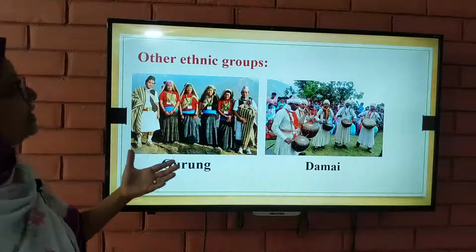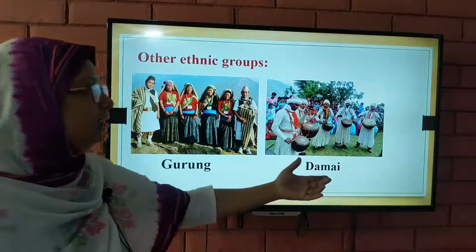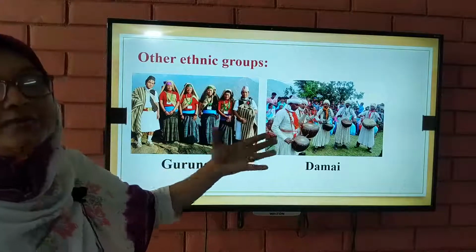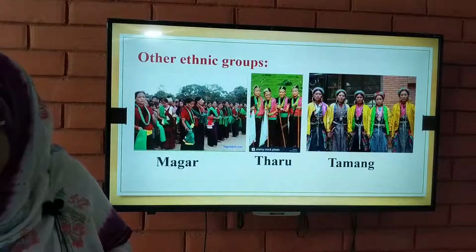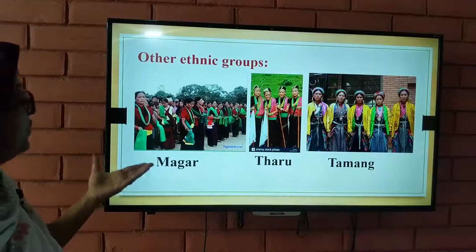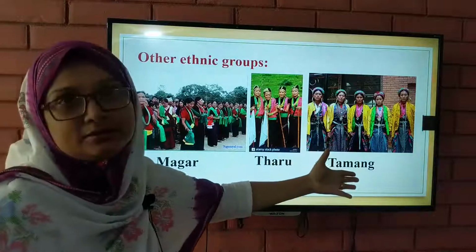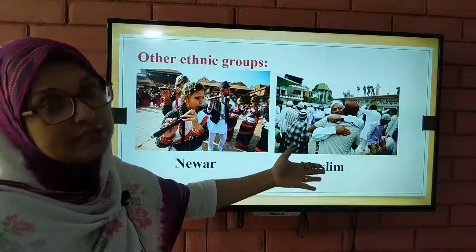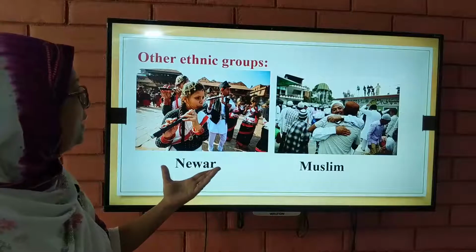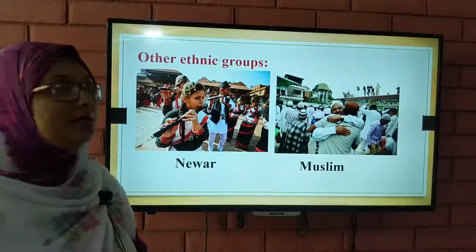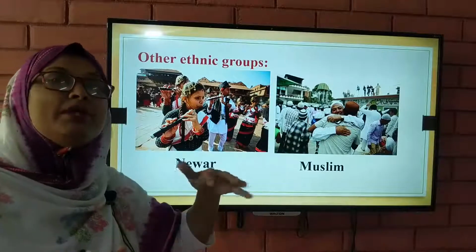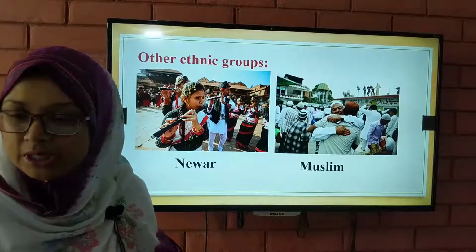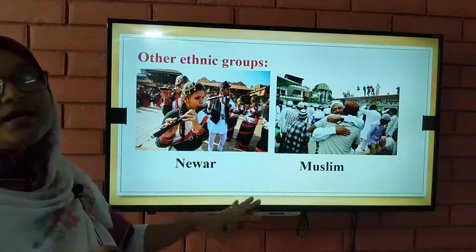The other groups you can see here are the Gurung, the Damai. Look at their culture, look at their dress, so colorful, so beautiful, and all the time they are just enjoying themselves. Okay, so there are some other ethnic groups here, Magar, Tharu, Tamang. Okay, so these are also ethnic groups. And Newar, and Muslims are also in Nepal. This is Newar. So all these are ethnic groups. In Bangladesh, the majority are Muslims, but in Nepal they are an ethnic group because they are very low in number. Okay, so this is all about the castes and ethnic groups.